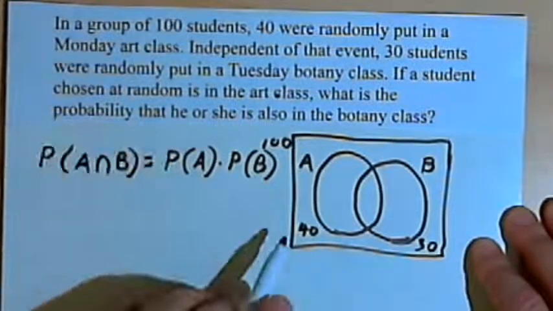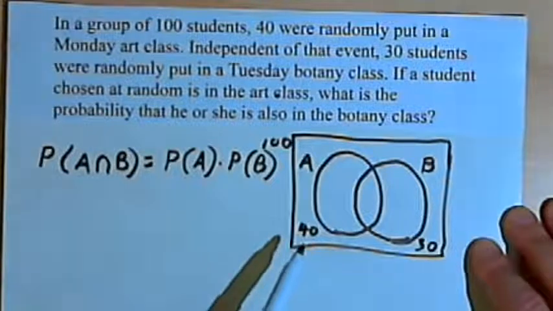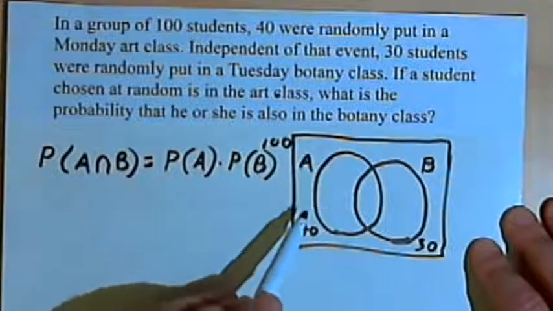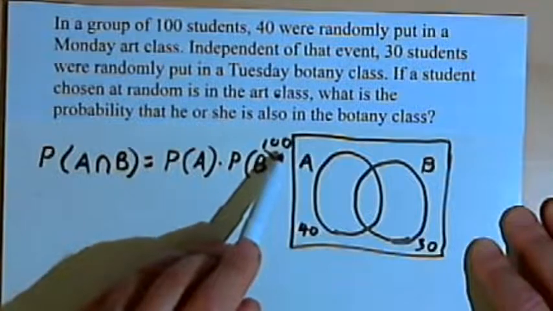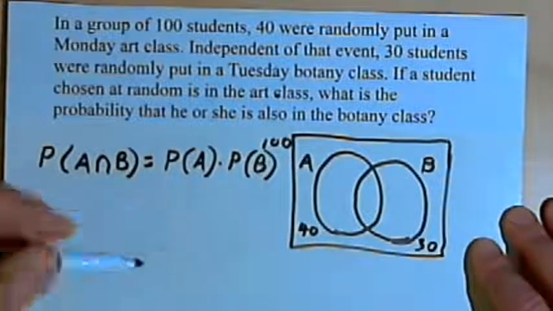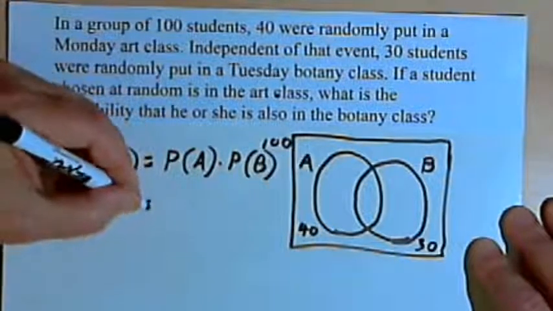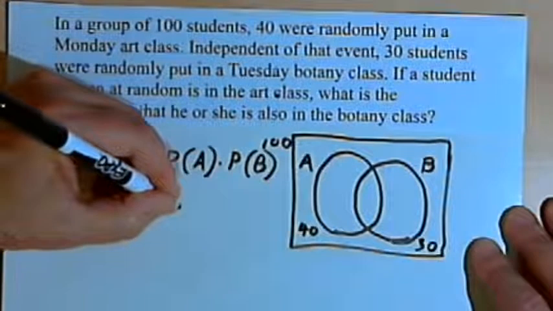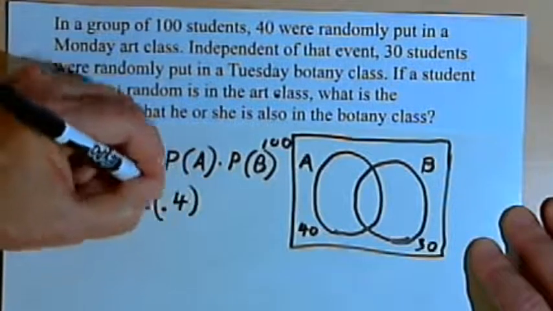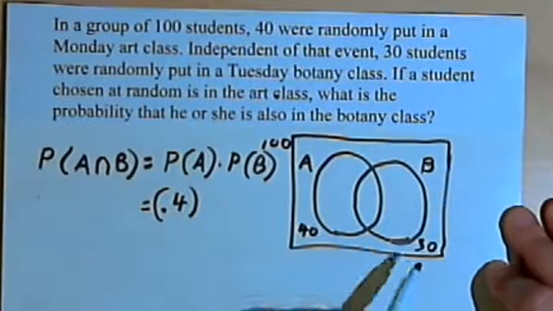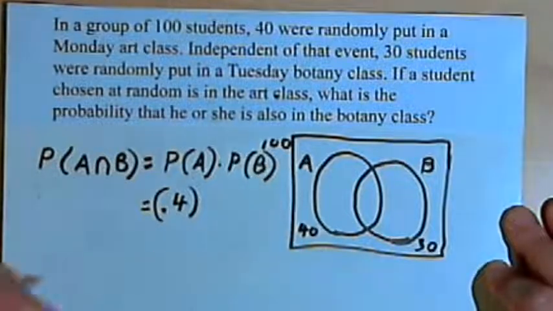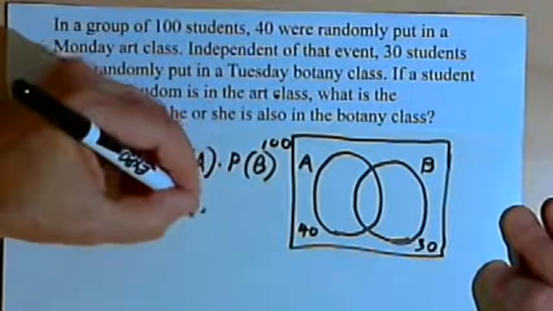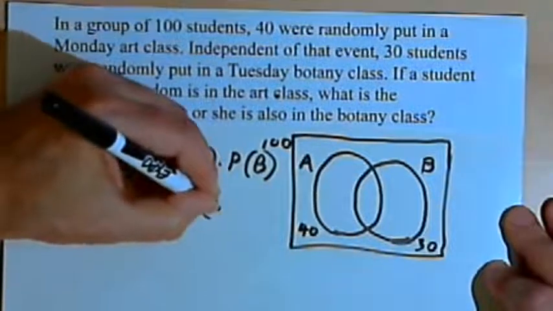Well, the probability of A is going to be the number of students in the art class, which is 40, over the total number of students, which is 100. So that's 40 over 100, or 0.4. The probability of B is going to be 30, the number of students in the botany class, divided by 100, the total number of students. So that's 30 over 100, or 0.3.